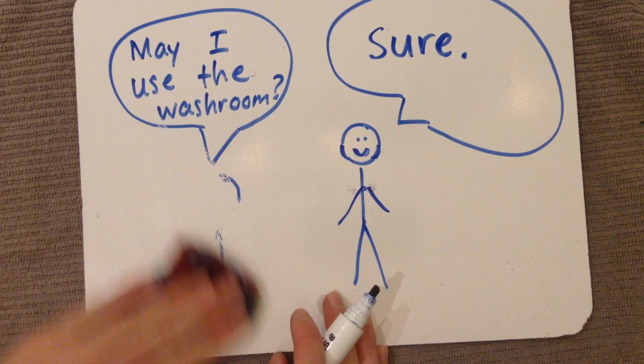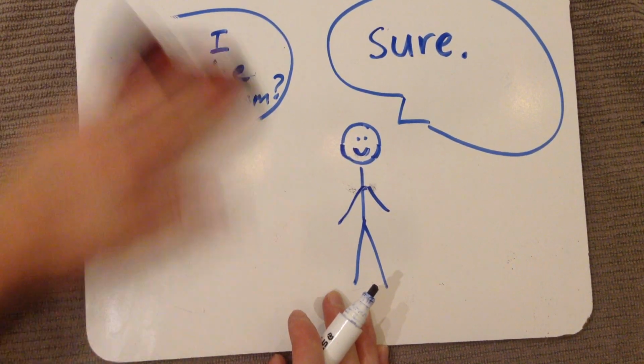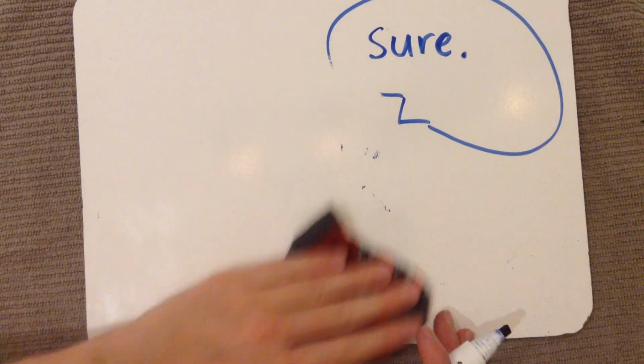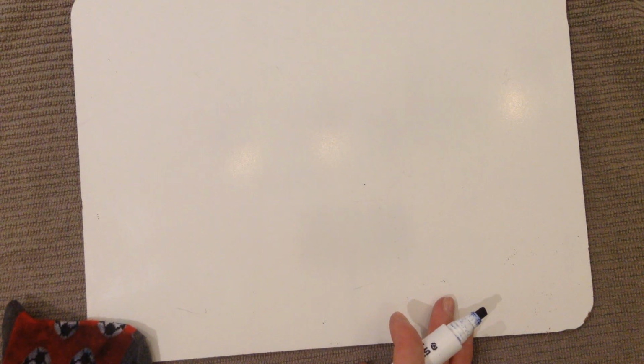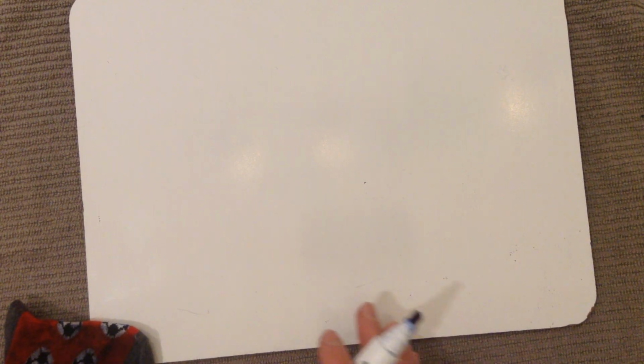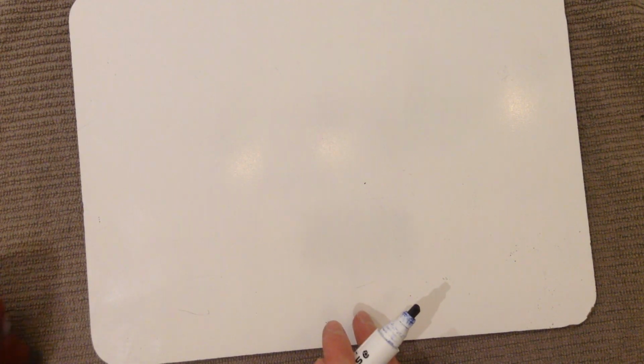You might use questions all the time at school. May I borrow this pencil? May I get ready for recess? May I go to the library? All of these questions give you permission to be able to do certain things. Let's practice a few more examples of questions.